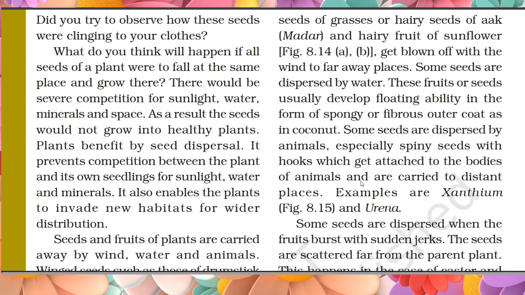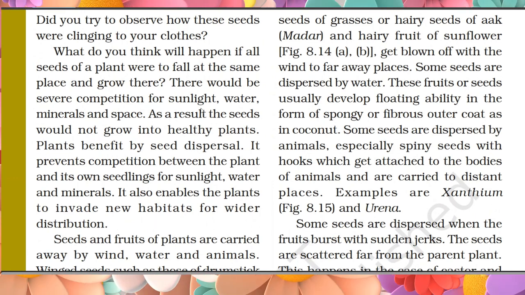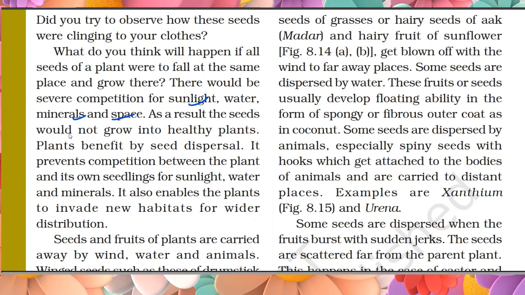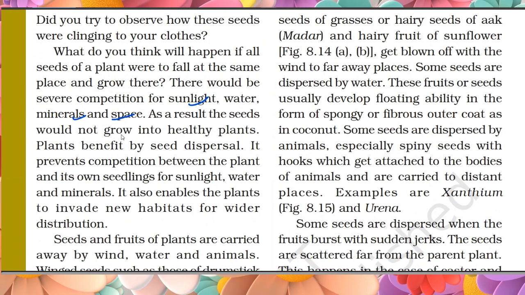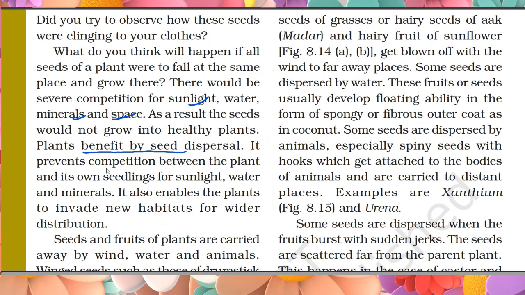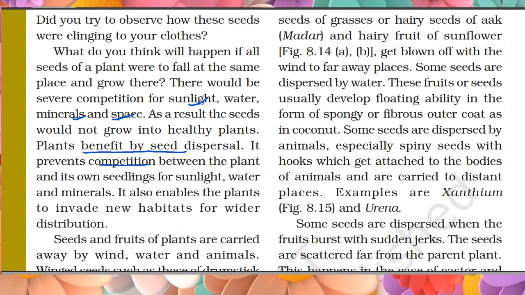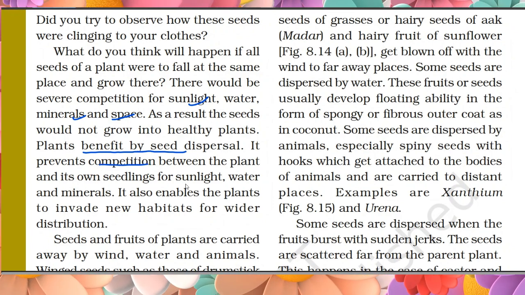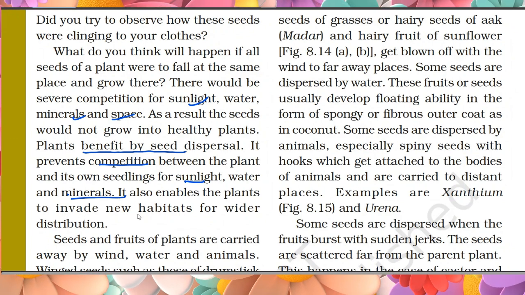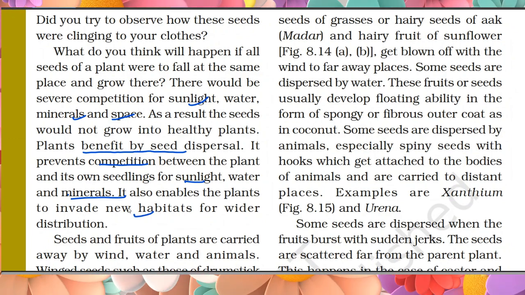If that happens, there will be competition for sunlight, water, minerals, and space. As a result, the seeds will not grow properly. So plants benefit from seed dispersal. It prevents competition between the plants and their own seedlings for sunlight, water, and minerals. It also enables the plants to invade new habitats for wider distribution.